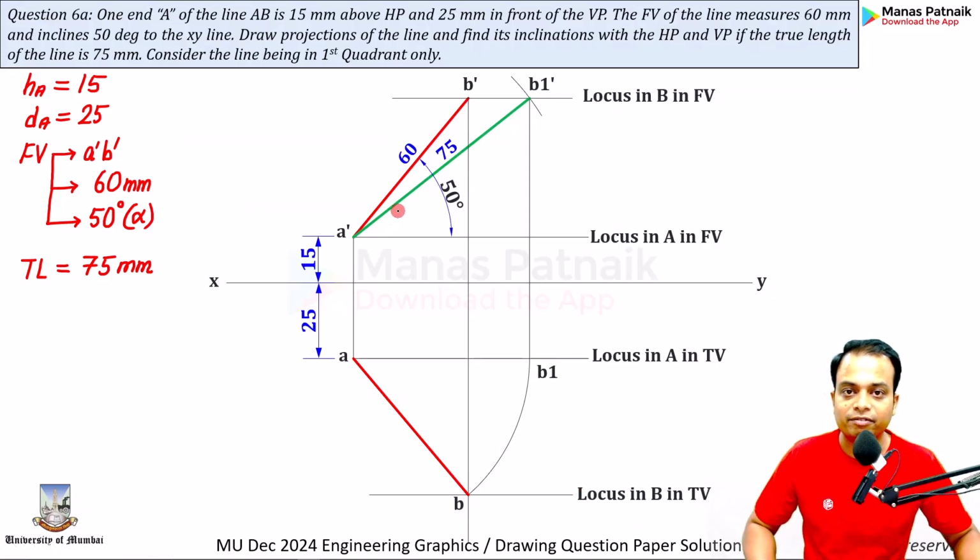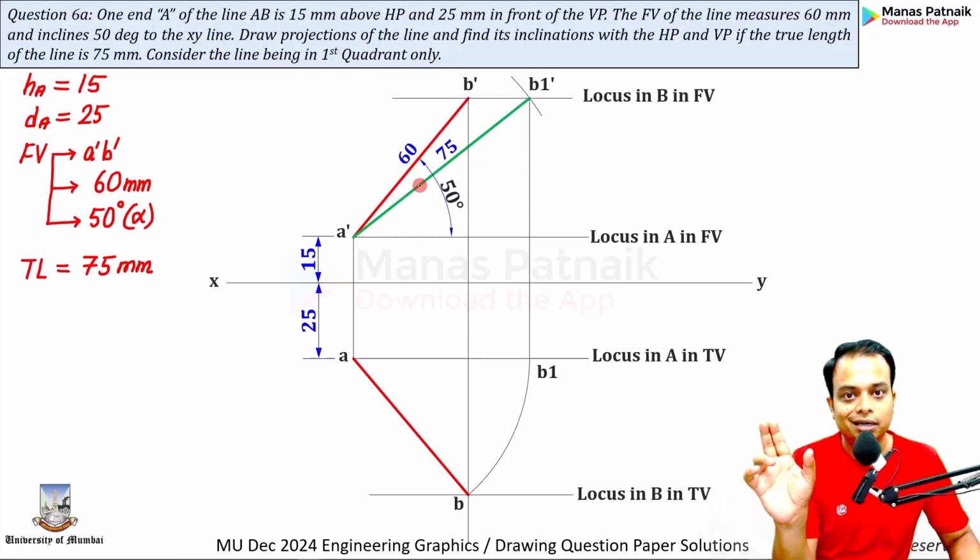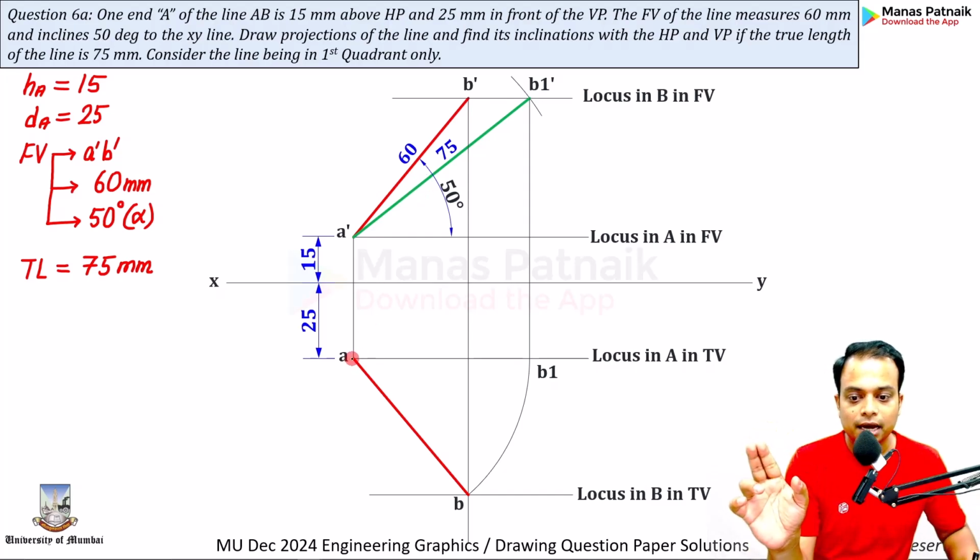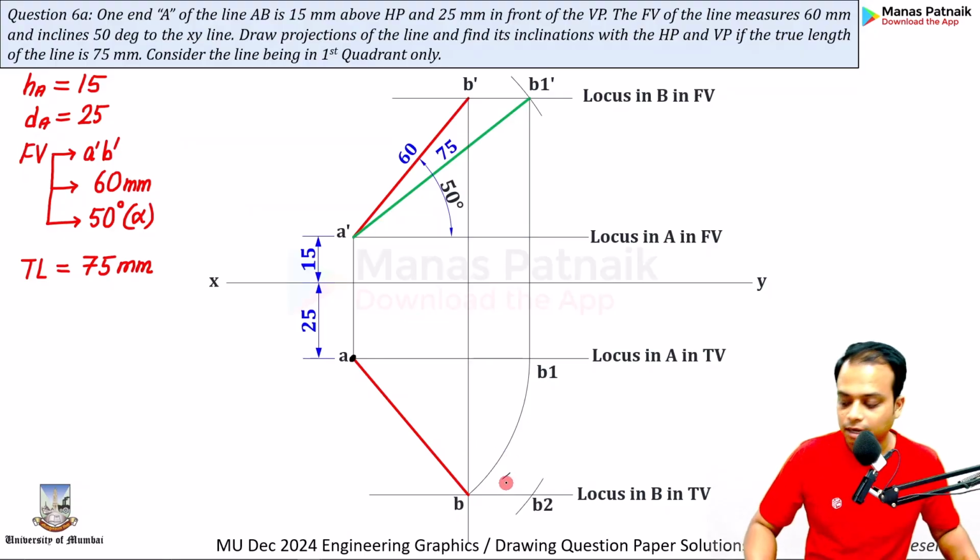True length happens to be 75. So with the help of a compass, take a radius of 75 millimeters and with A as center, cut an arc. And by the way, connect B2 with A. This will be your true length.